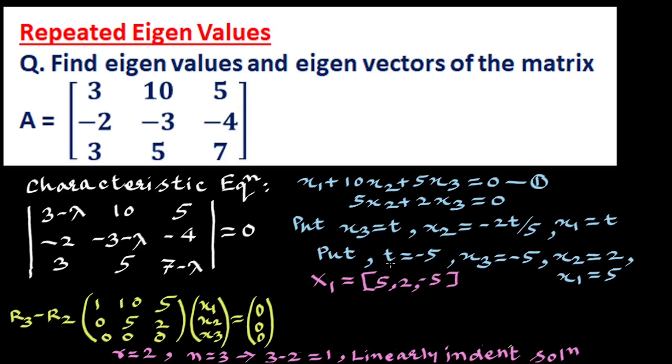Remember, here we have conveniently selected t equals minus 5 so that x1, x2 and x3, all three are integers. As we have many times discussed earlier, any non-zero scalar multiple of eigenvector x1 is also an eigenvector corresponding to that eigenvalue. Next, we will find the eigenvector corresponding to eigenvalue lambda equals 3.